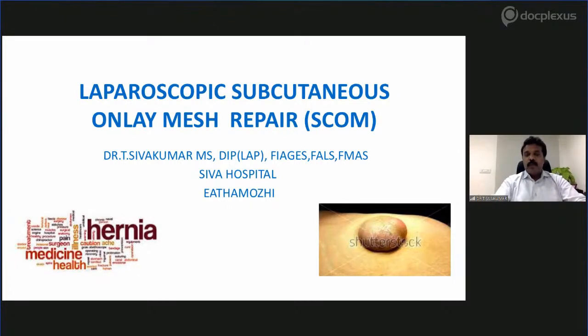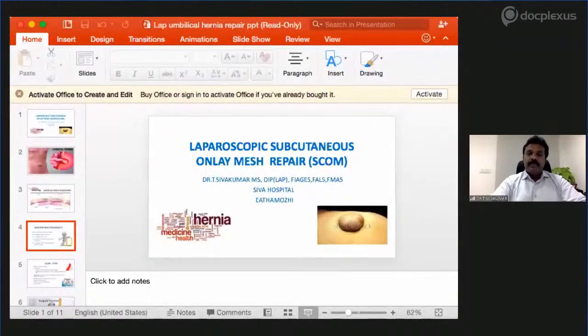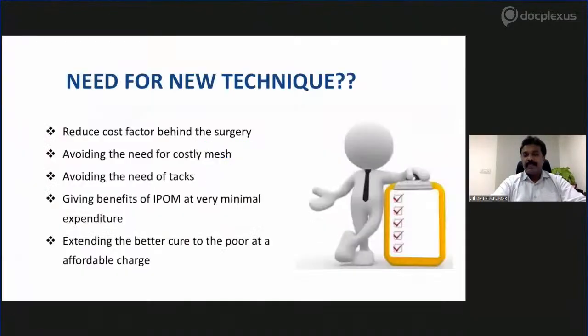Even though we have so many layers of mesh placement, like onlay, inlay, sublay, underlay, and intraperitoneal IPOM mesh, we have the neo technique to reduce the cost factor behind the surgery, avoiding the need of the costly mesh, avoiding the need of the tackers, giving the benefit of the IPOM at very minimal expenditure, and extending the better cure for the poor at affordable cost.